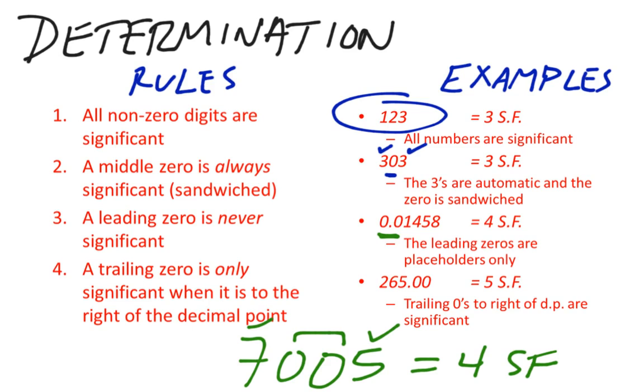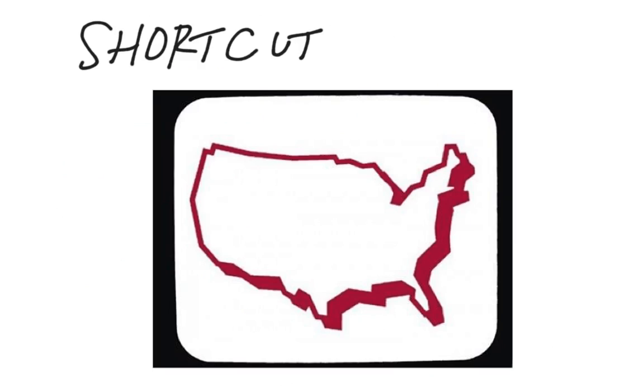The last rule is that a trailing zero is only significant when it is to the right of the decimal point. So if I had the number 265,000, those zeros are placeholders, and I could rewrite it 2.65 times 10 to the fifth power. However, if those zeros are after a decimal point, they're adding significance or meaning to the measurement. 265 is a different number than 265.00. 265 is rounded to the ones place. 265.00 is rounded to the hundredths place.